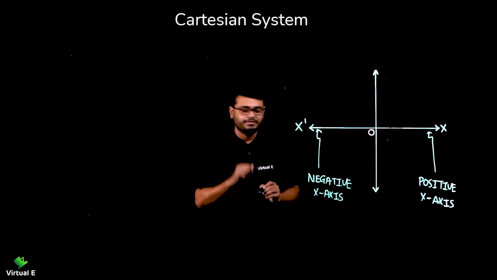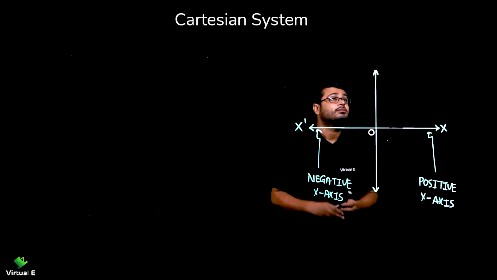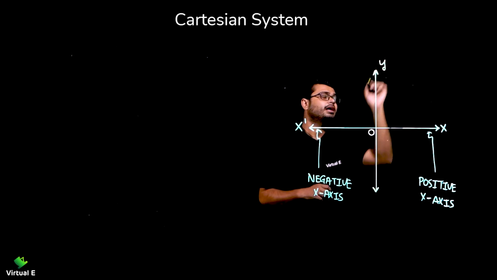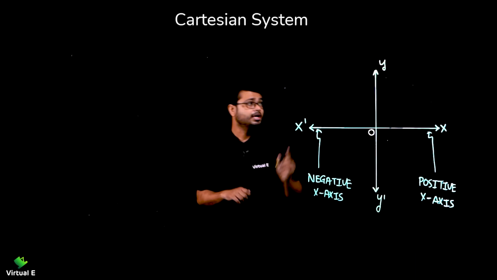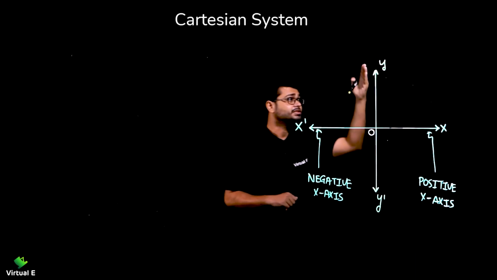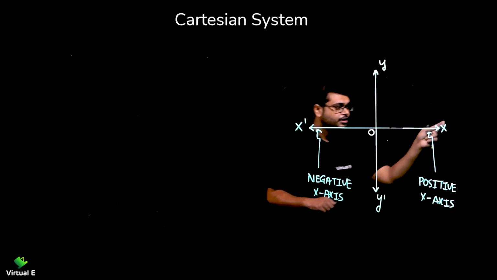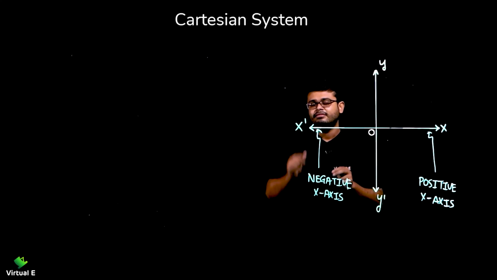Done. That's the negative x-axis. Now come to the vertical line. For the vertical line, we have given the names y and y dash. This is the x-axis, this is the y-axis. Where there is a positive component, we give the normal name, and for the negative component we give a dash.